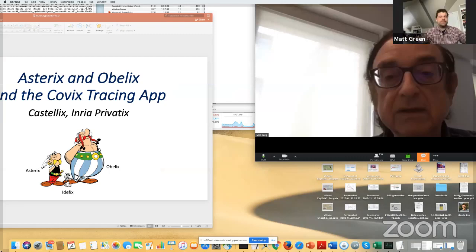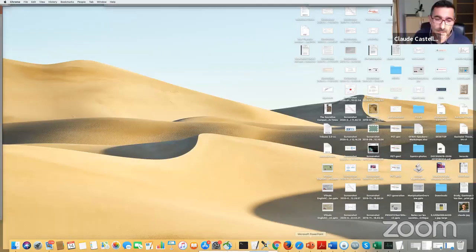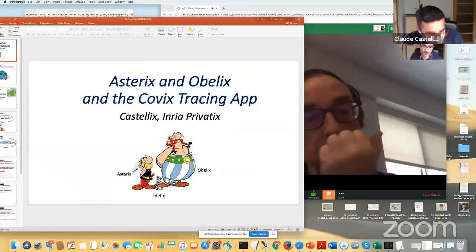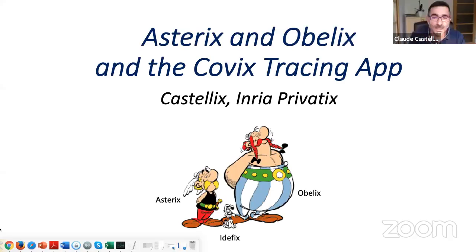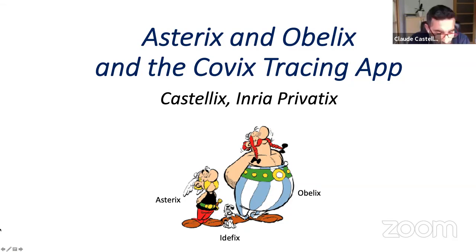Yes. Okay, sorry. I don't know whether I will be able to do it in 5 minutes because I will tell you a story about Asterix and Obelix. I don't know if you know those 2 characters, but they're still quite famous in France. So this is the story of Asterix and Obelix and the Covid tracing app application. I don't know if you know Asterix and Obelix and their dog. They live in a small village somewhere in France.